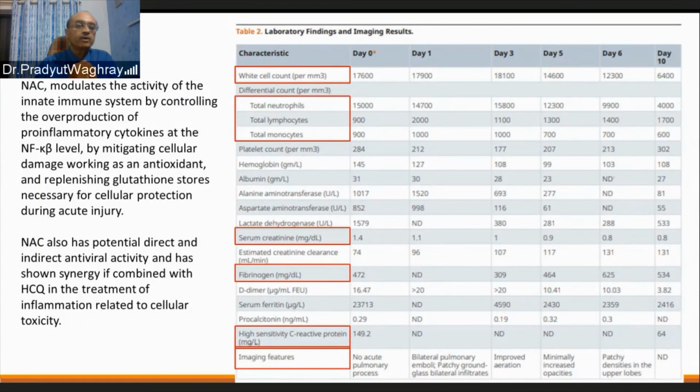NAC also has potential direct and indirect antiviral activity, and it has shown synergy when it is combined with hydroxychloroquine in the treatment of inflammation related to cellular toxicity. These results are documented by the blood parameters here, where there was improvement in the white count. This was from day 0 to day 10. NLR ratio got improved, serum creatinine got improved, and the C-reactive protein was significantly reduced. And there was also a significant radiological improvement in these patients.